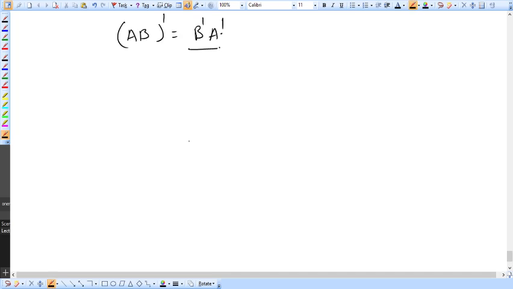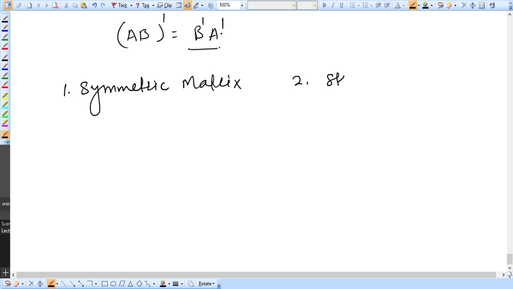On the basis of the transpose, we again have two types of matrices. First is the symmetric matrix, and second is the skew symmetric matrix. Okay, skew means partially symmetric, not exactly symmetric.